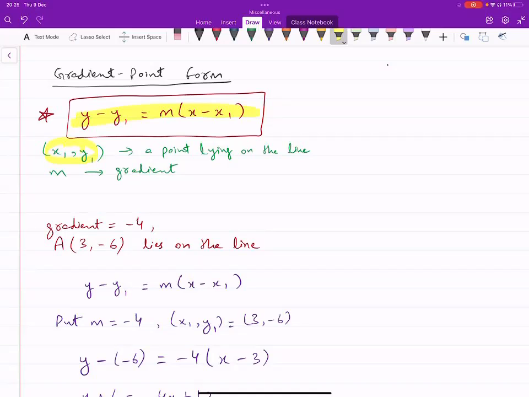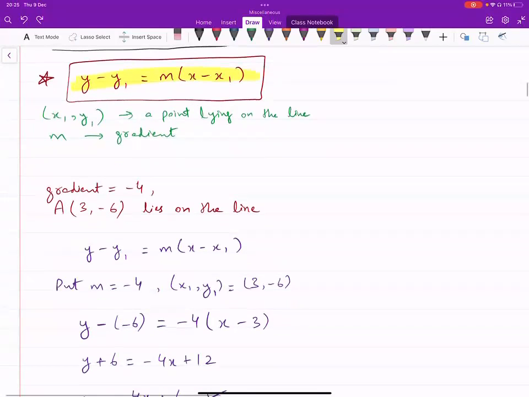So you need two things for this. You need a point lying on the line, any point. It doesn't have to be the y-intercept anymore. It could be any point on the line. And the second thing that you need is the gradient of the line. ठीक है, आपको ये दो चीजें चाहिए होंगी. Let's take an example. Let's say you've got a line that has gradient -4, and you've got a point that lies on the line. आपके पास एक point A (3, -6).